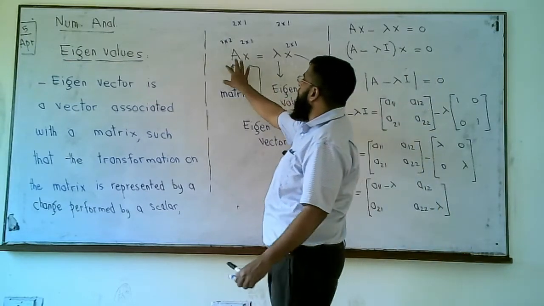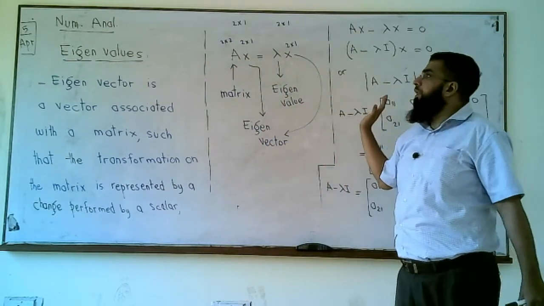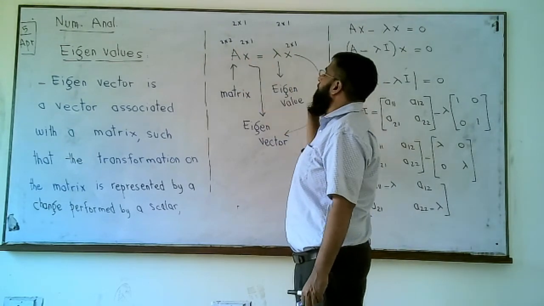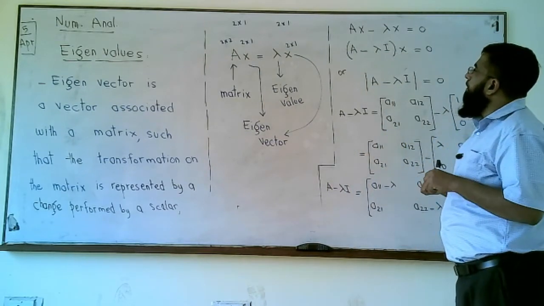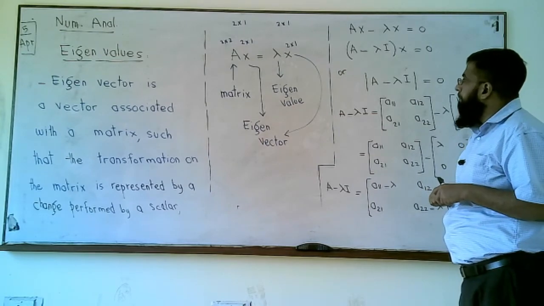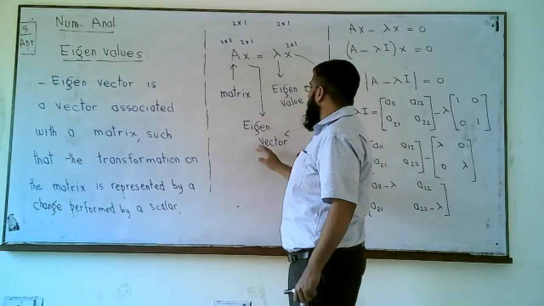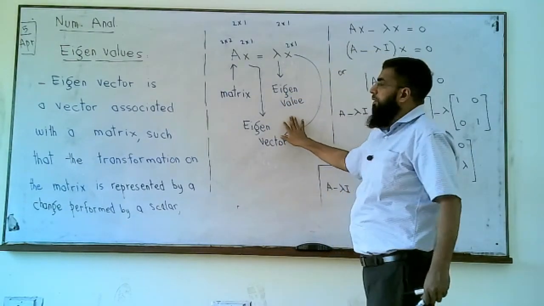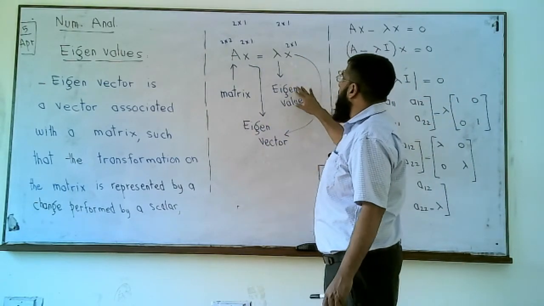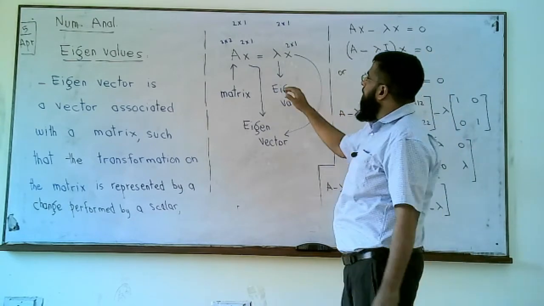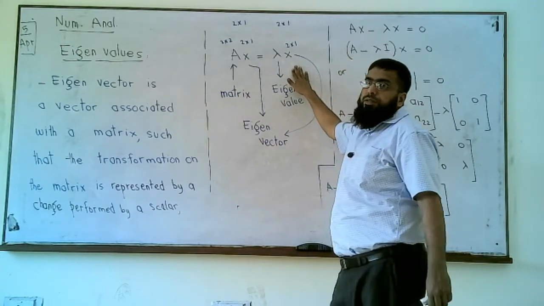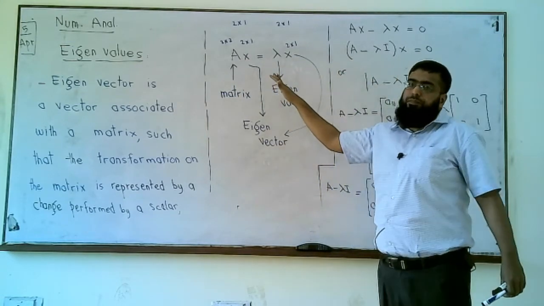So the transformation on the left side and this multiplication on the right side both produce a 2 cross 1 result. If this matrix is 2 cross 2 and this x is a 2 cross 1 matrix, the results are 2 cross 1 on both sides, right? And they are the same, but they are not the same if this x is not an eigenvector and lambda is not an eigenvalue. This is true only if x is an eigenvector and lambda is an eigenvalue.